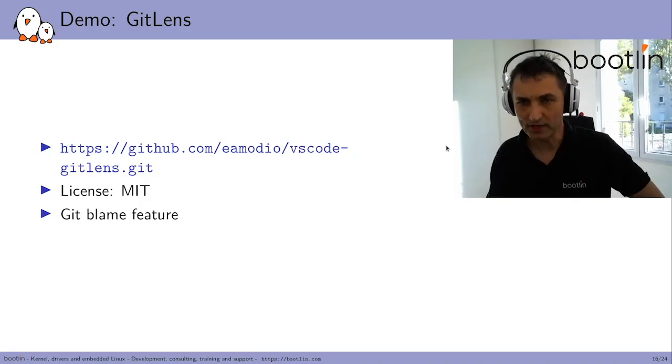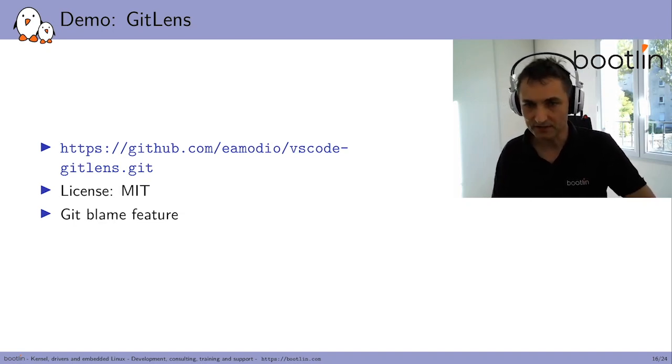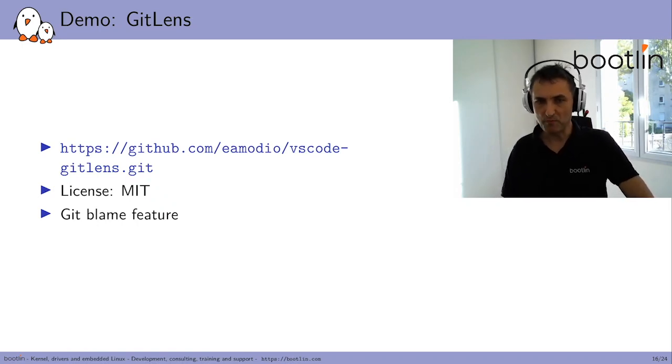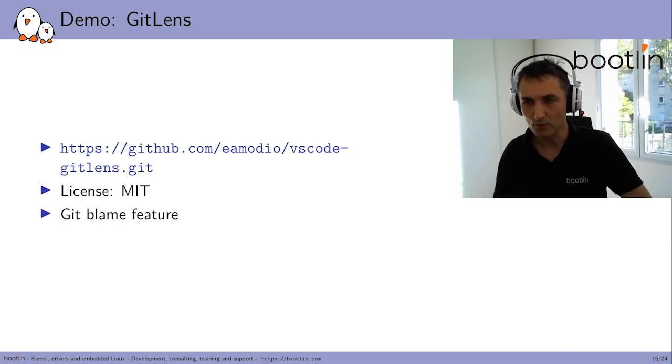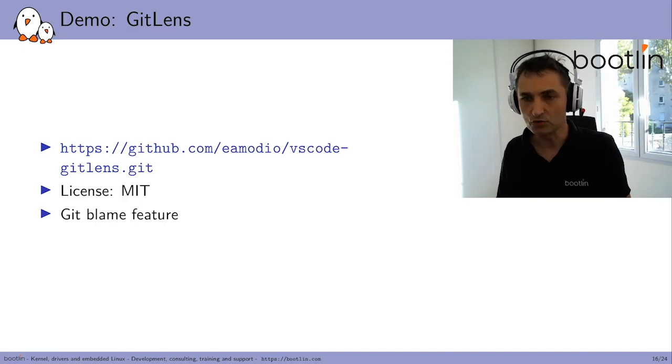Next, I'm going to quickly show you GitLens, which is a quite exhaustive extension for Git access and management. It's MIT licensed as well. I'm just going to show you the Git blame feature, which I find useful when working with kernel code, but otherwise there are countless possibilities related to Git.